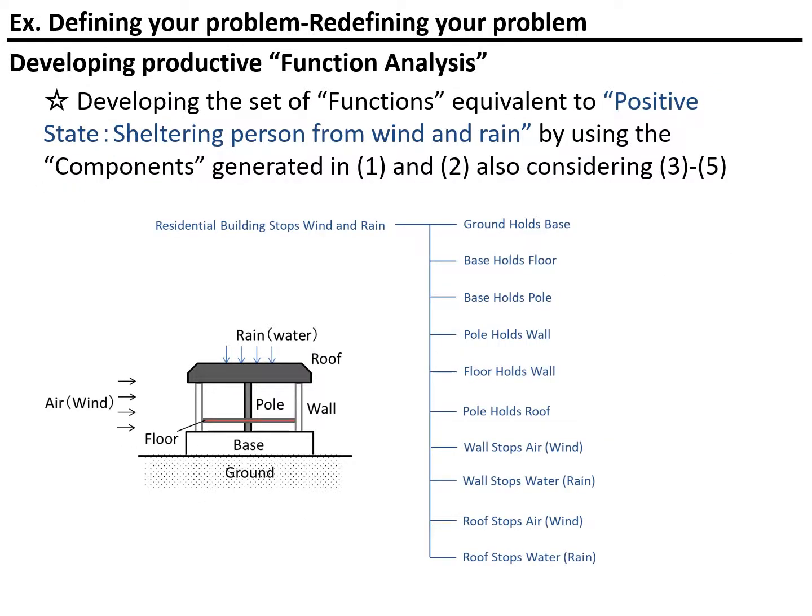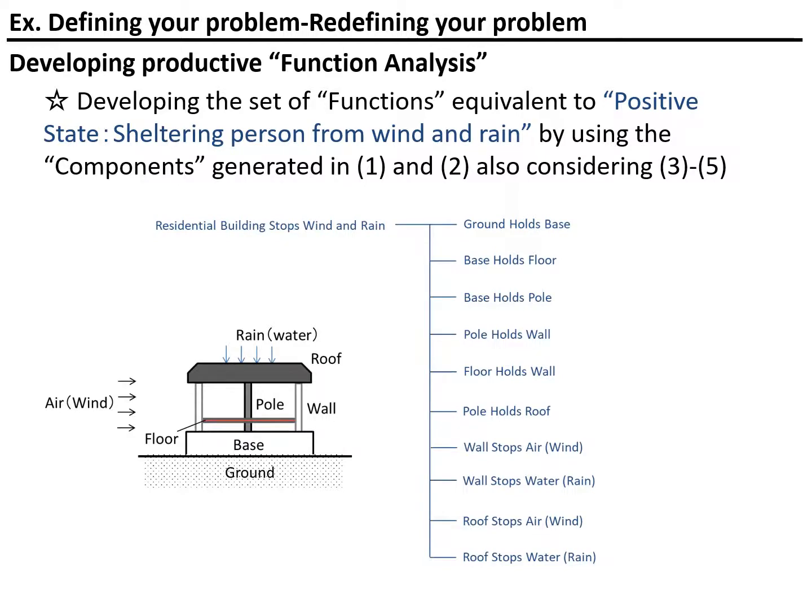Then taking these components into consideration, we could perform the function analysis of how a residential building stops wind and rain. The function residential building stops wind and rain could be broken down into more detailed functions. This is just an example: ground holds base, base holds floor, base holds pole, pole holds wall, floor holds wall, pole holds roof, wall stops air, which is wind, wall stops water, which is rain, roof stops air, which is wind, roof stops water, which is rain. So this is a function analysis of how a residential building stops wind and rain as a combination of more detailed, more specific functions.